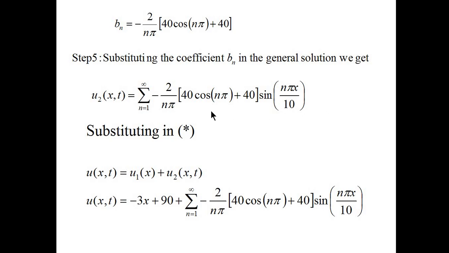After substituting, this is not the temperature function, actually it is the transient state temperature. We have to finally add the steady state temperature and transient state temperature in order to get the temperature function. I hope you have understood. Thank you.